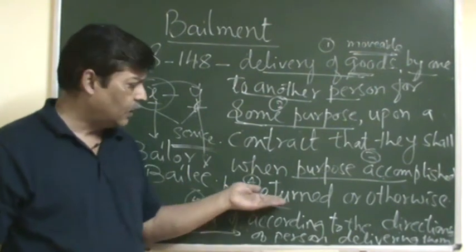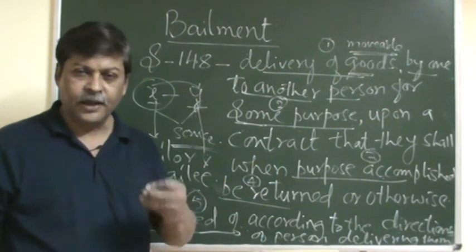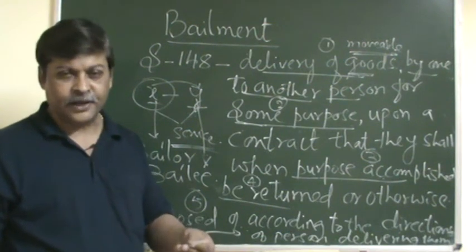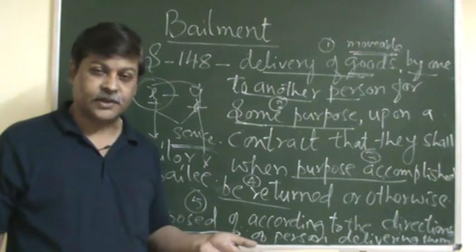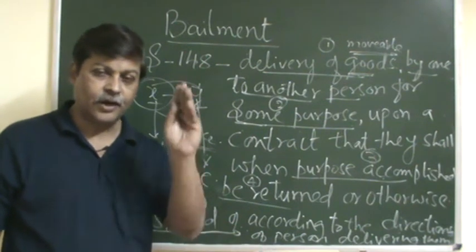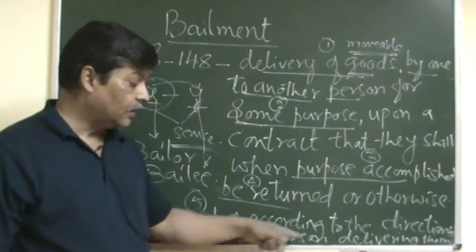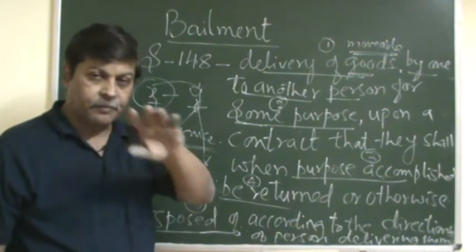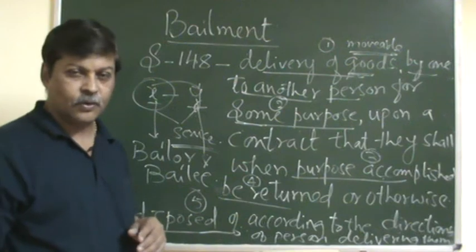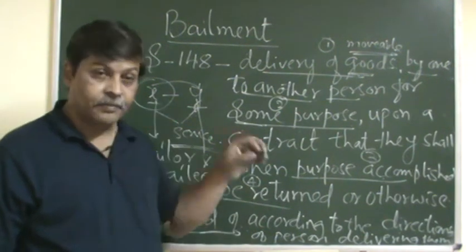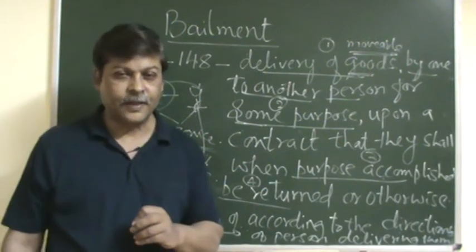Like this, here are examples from day to day: you will be entering into a contract of bailment, knowingly or unknowingly. The goods are to be returned, or otherwise disposed of according to the directions of the bailor. Whatever directions he has given, the bailee can dispose of the goods accordingly. So this is what we mean by the contract of bailment.